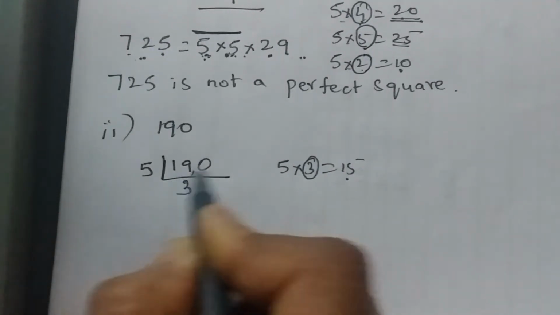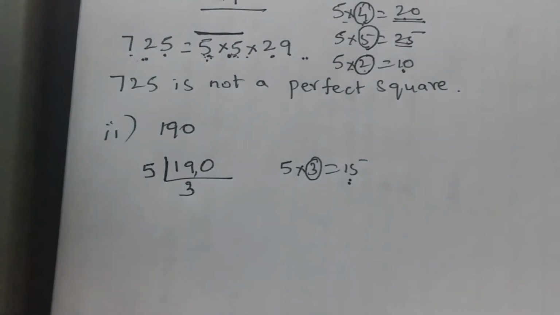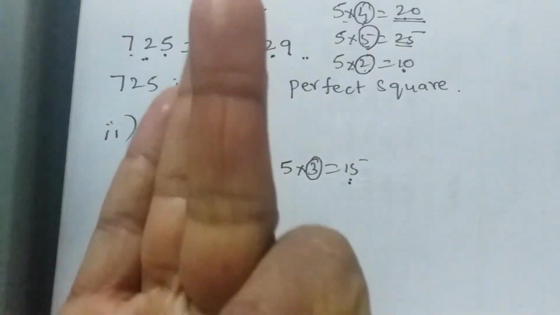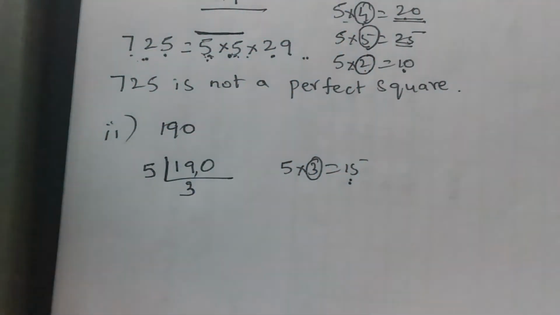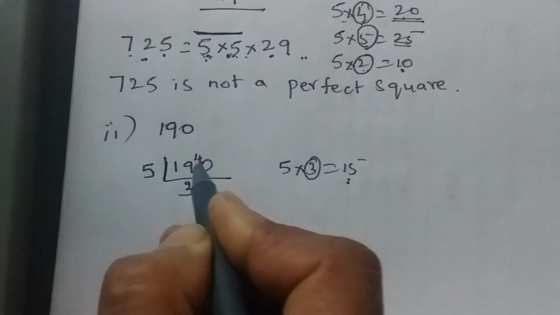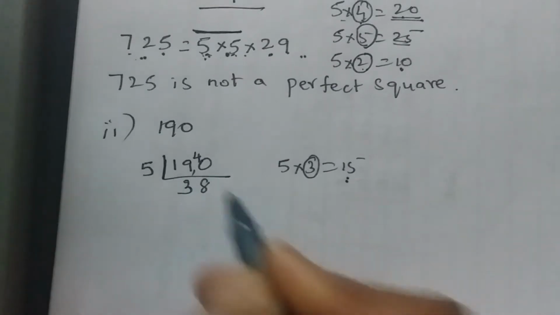But we have 19. After 15, count till this 19: 16, 17, 18, 19. What is the remainder? 4. What to do with this 4? Take it to the next number and this becomes 40. So till 40 comes the 5 table. Yes, 5 eights are 40.